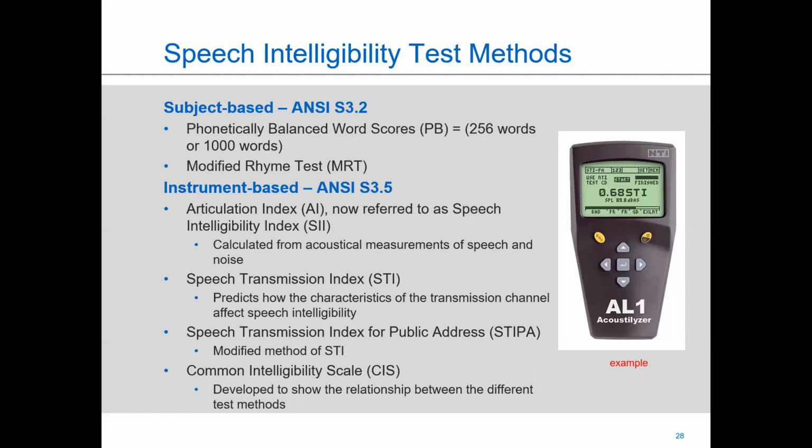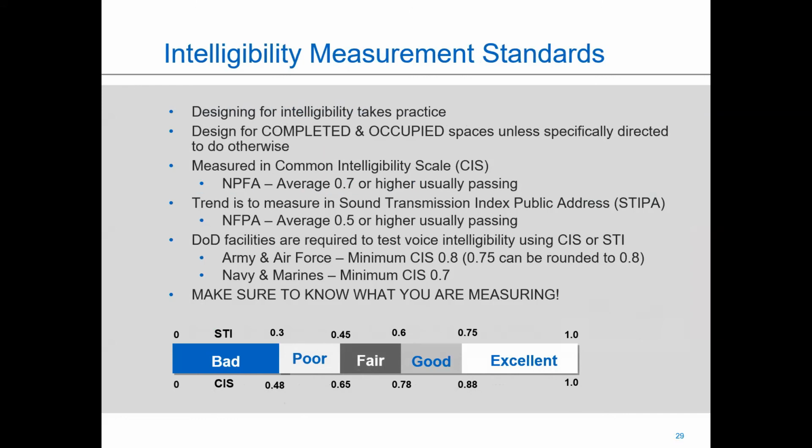They coincide with each other. So they're showing, on this picture, a 0.68 STI. Usually they'll show both the CIS and the STI, and they'll most likely be called out in the spec. Just intelligibility measurement standards and how they're doing it. And they're talking about NFPA. So there's going to be guidelines.